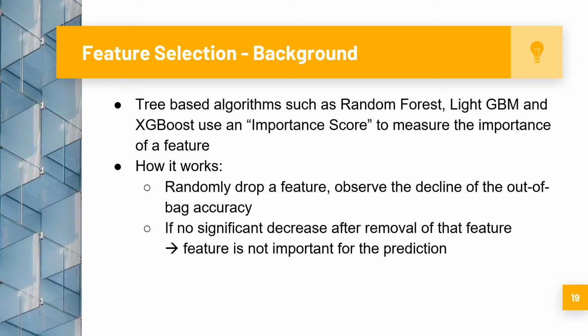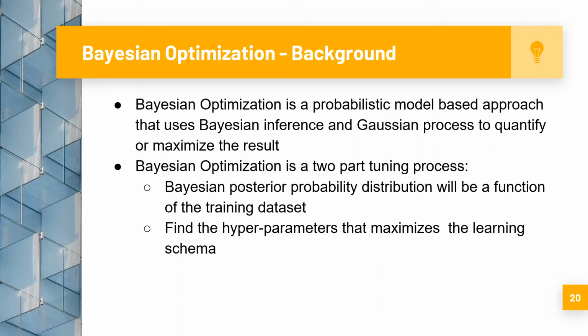Tree-based algorithms such as random forest, LightGBM, and XGBoost use the concept of importance score to measure feature importance. These scores look at the decline of the out-of-bag accuracy if a feature is randomly dropped. If the accuracy has no significant decrease after dropping the feature, it means that the feature is not important for the prediction.